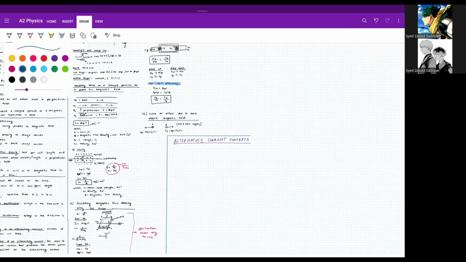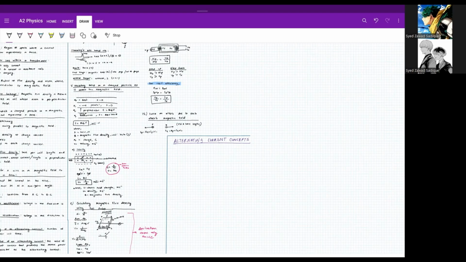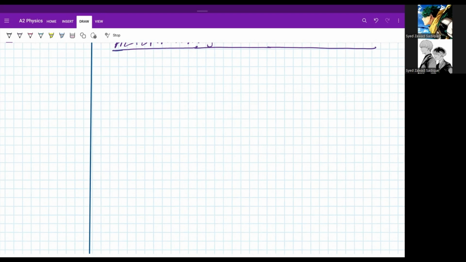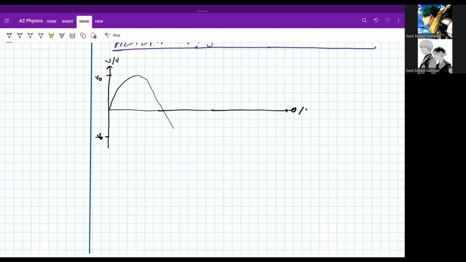now starting again. So alternating currents start with a general sinusoidal graph. Sinusoidal graphs can represent both sine graph and cos graph, so remember that. But we are going to be starting with the sine graph. So this is V, voltage, and this is the angle in degrees. Okay, so this is V naught, this is minus V naught. Now the graph will look something like this, where this is 90, this is 180, this is 270, and finally this is 360.